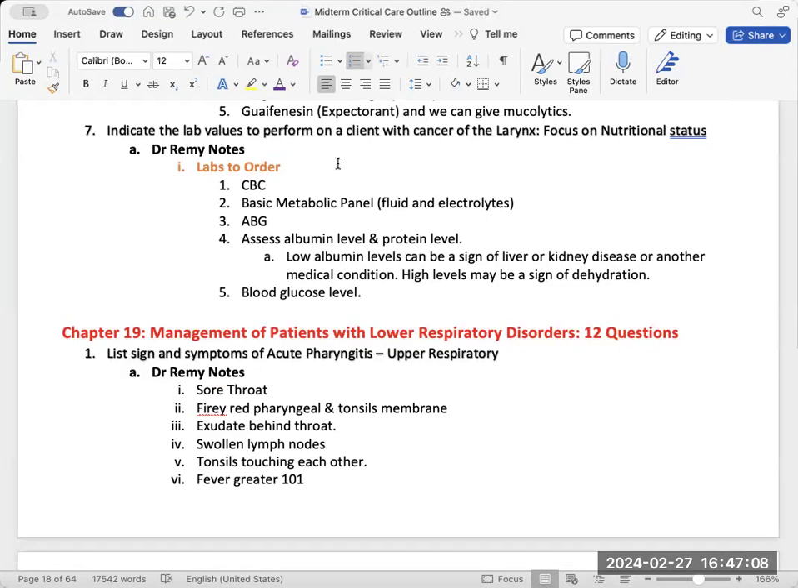Because this is also a larynx, it's going near airway, it could affect airway, so we want to see ABGs. We want to look at, if we're talking about nutrition, albumin and protein levels, as well as blood sugar levels. And for albumin, I wanted to know a little bit more about it. So albumin, if it's low, it can affect the kidneys and the liver. And if it's high, it could actually mean that the patient's at risk for dehydration. Is there any other sorts of lab values or anything else anyone would want to share for this question?